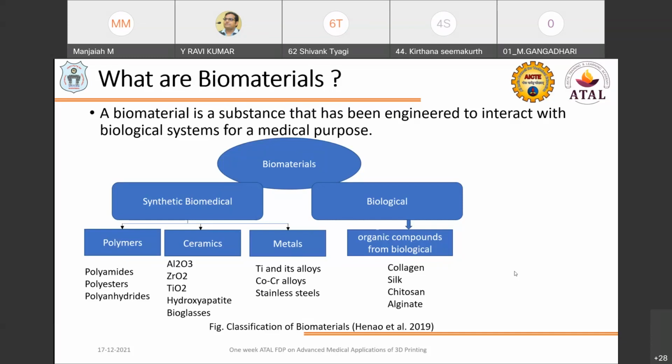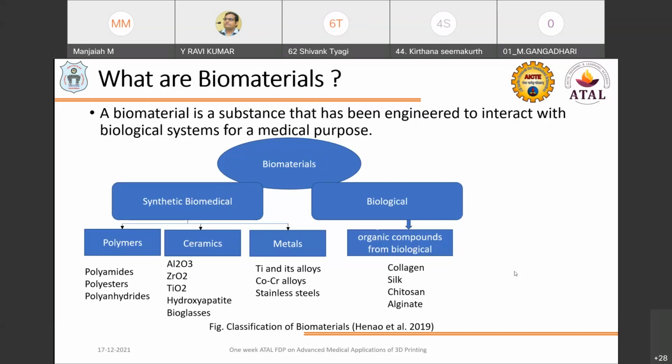And with respect to the development of metallic implants for biomedical applications, what are biomaterials? The biomaterials are the substances that have been engineered to interact with the biological system for a medical purpose. In these biomaterials, we categorize synthetic biomaterials and biological biomaterials.